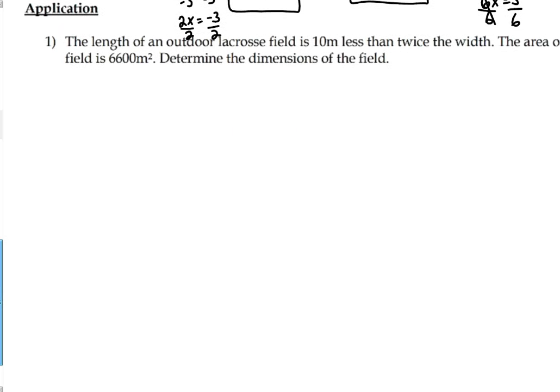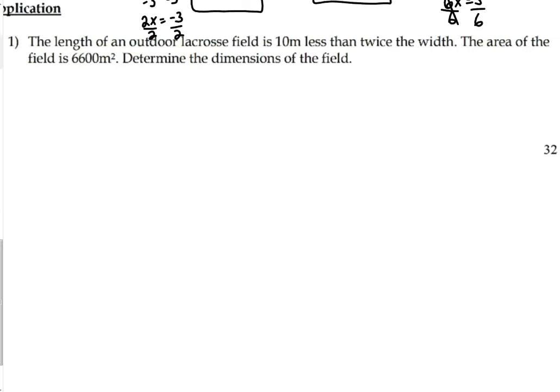The length of an outdoor lacrosse field is 10 meters less than twice the width. The area of the field is 6,600 meters squared. Determine the dimensions of the field. Very similar to our max min problem. Okay, where do you want to start?